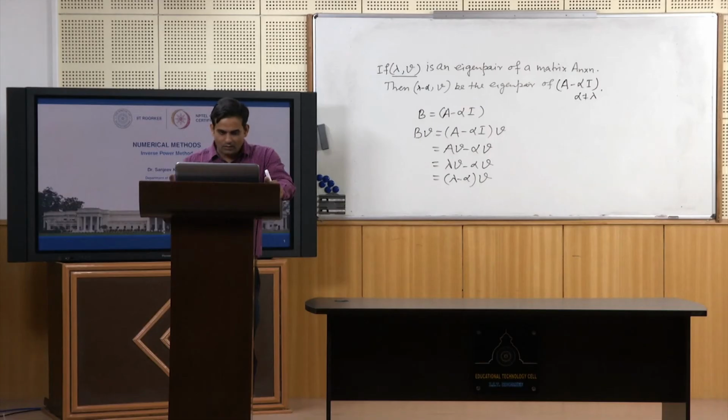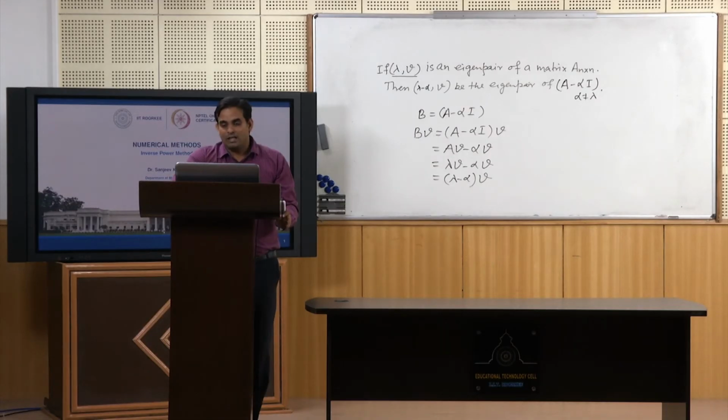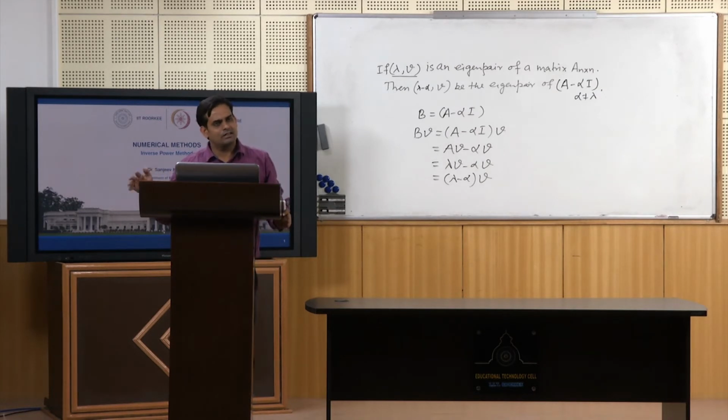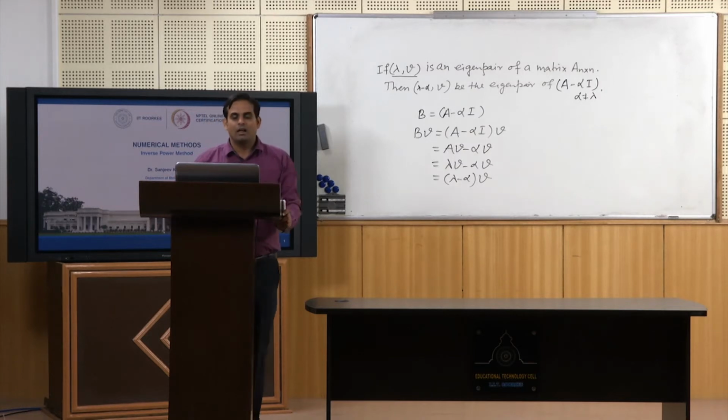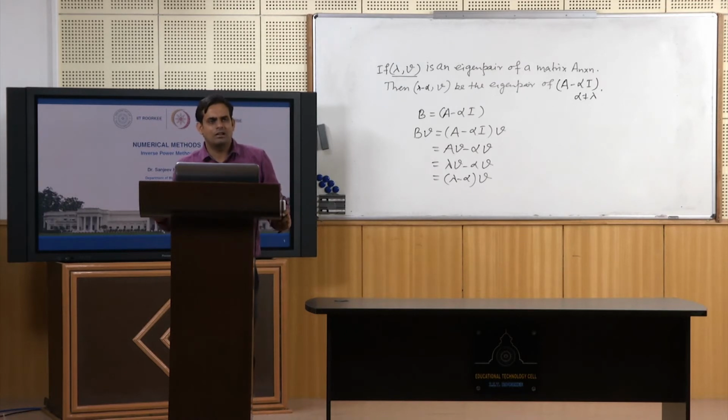Now, what should be the choice of alpha? We cannot choose alpha equal to lambda j, but for mu 1 to be the dominant eigenvalue, it should be very large, and for this alpha should be quite close to lambda j.